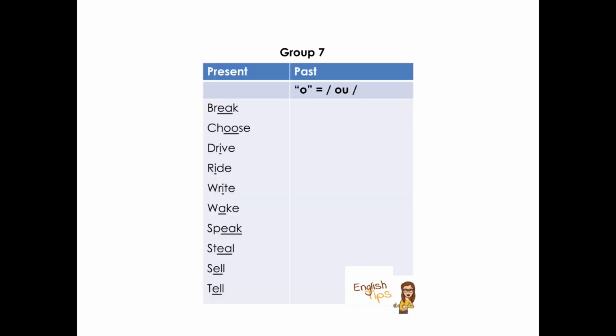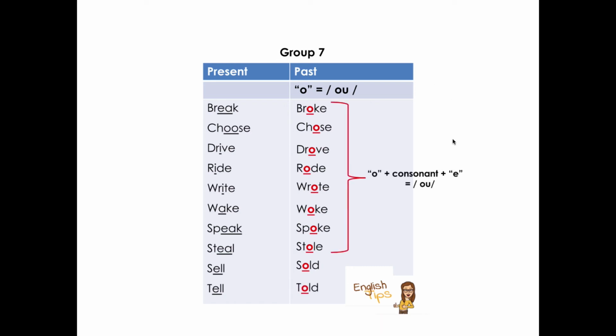Now group number 7. Alright, this one is big as well. So we have break, broke, choose, chose, drive, drove, ride, rode, write, wrote, wake, woke, speak, spoke, steal, stole, sell, sold, tell, told. We can also notice a spelling pattern here. Usually when you have the letter O followed by a consonant and a mute E, it is pronounced O, like broke, chose, drove, and the others.